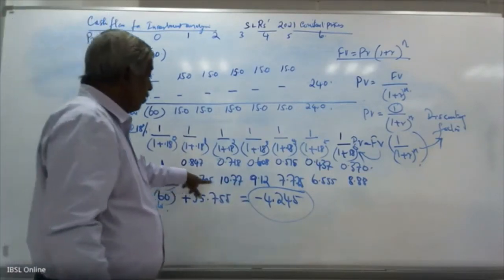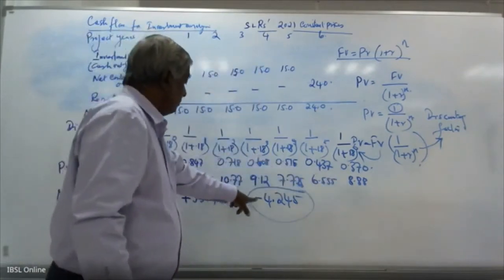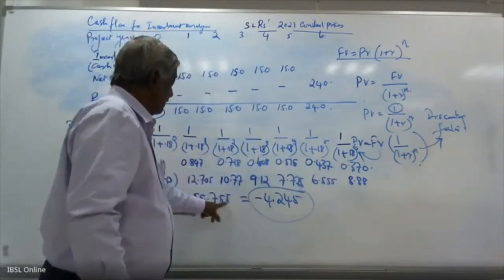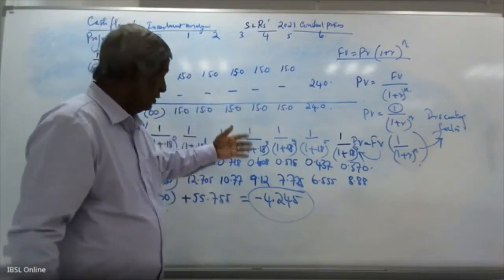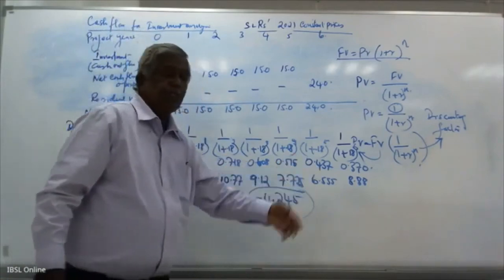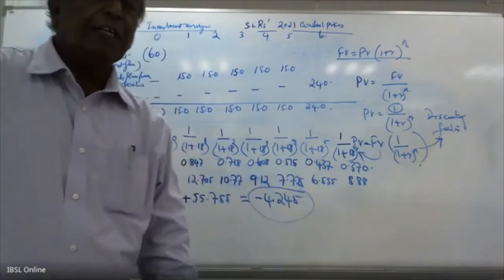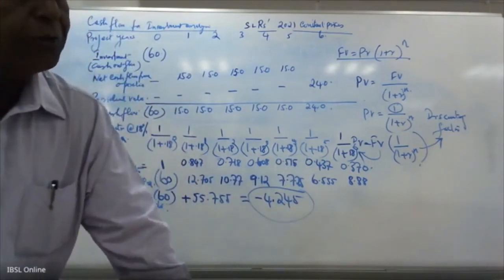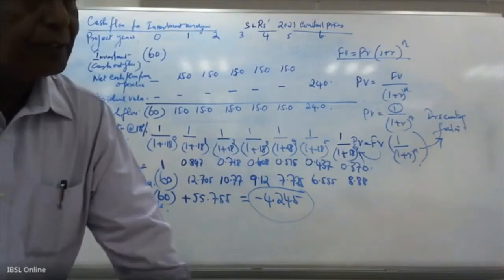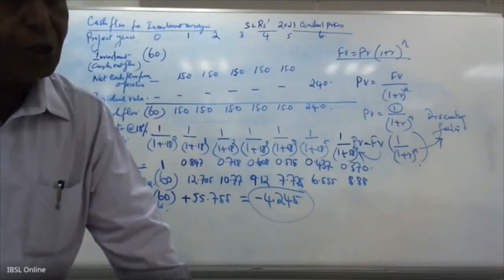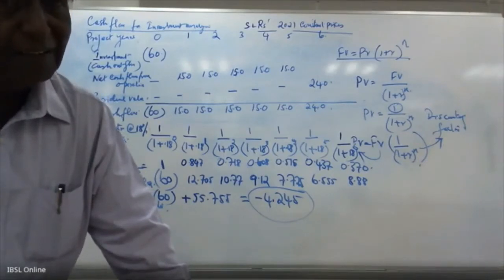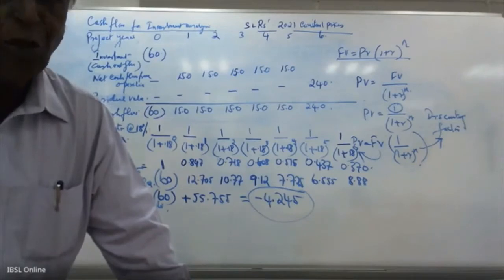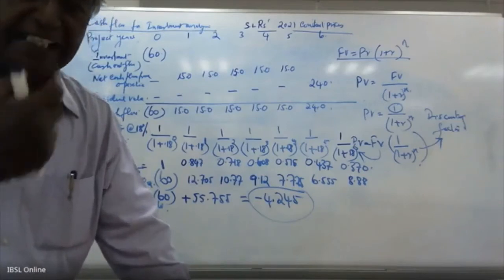The present values of all the inflows total 55.755. So the outflow is more at present value. This is minus 4.245. So what do you think about this investment? Outflow is more than the inflow. The inflows at present value are not covering the outflows. So is it worthy? No, it is not worthy. This investment is not worthy. Why? The NPV is negative.